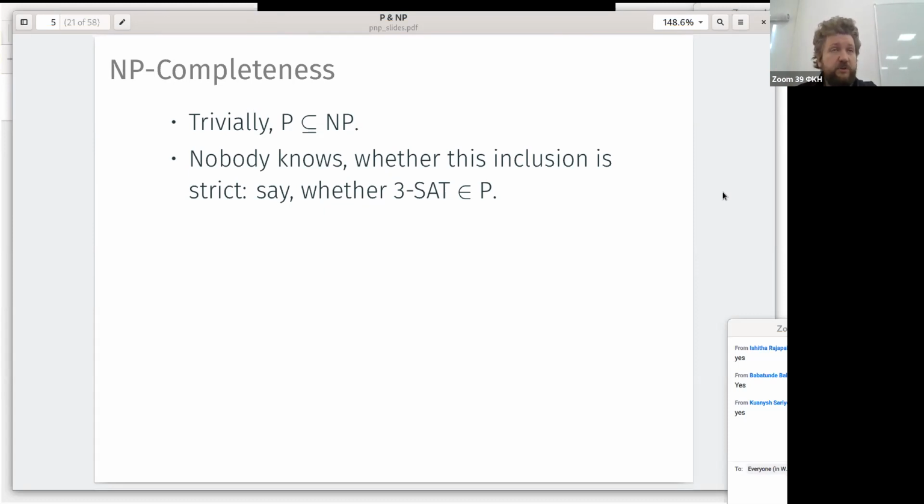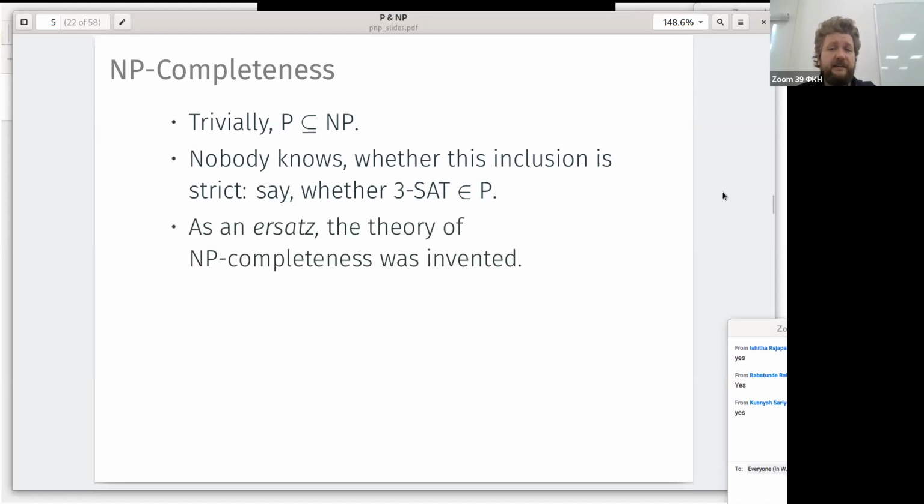So what should we do? Basically, most computer scientists don't believe that P equals NP. They rather believe that P is not equal to NP. But no proof is known. Of course, people are trying to prove this, but they are not successful. As a substitute, as an ersatz for this, the theory of NP-completeness was invented by Cook, Levin, Karp, and other people in the middle of the 20th century.